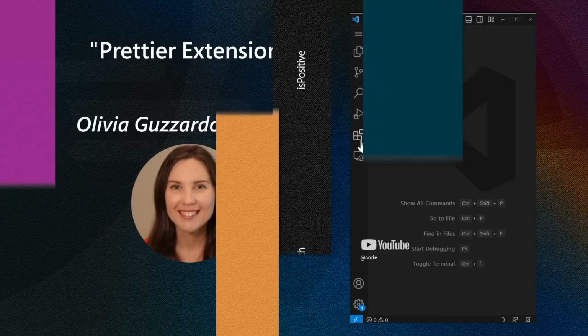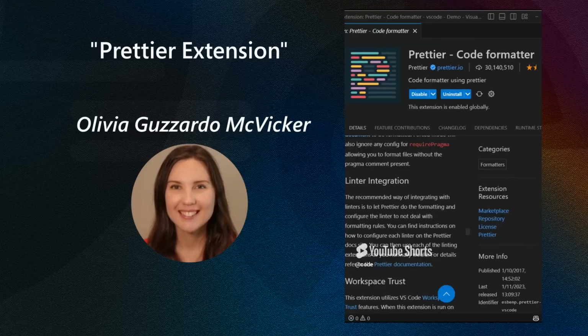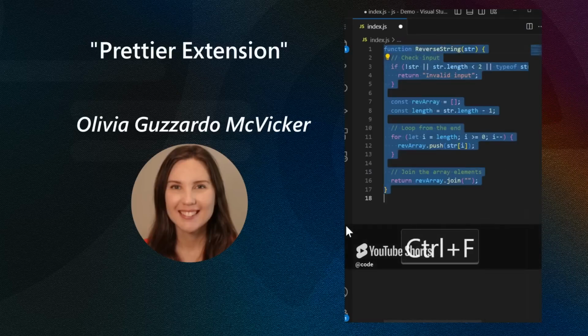CodeRunner. This week's extension of the week is a fan favorite, the Prettier extension. It's a code formatter that, well, makes your code prettier, like this poorly formatted code that I pasted. So let's see how it works.